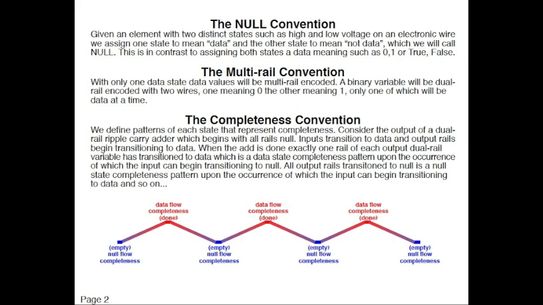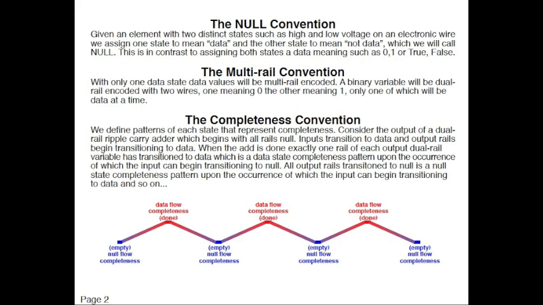Now, if you think of a dual rail adder, it begins in an all-null state. The inputs begin transitioning to data that propagate through the adder, and the outputs begin transitioning to data. When all of the outputs have transitioned to data, and that's one rail per output variable, that's a data completeness pattern. When that occurs, we know that the add is complete and that we can allow null to propagate through the adder. The inputs begin transitioning from data to null.